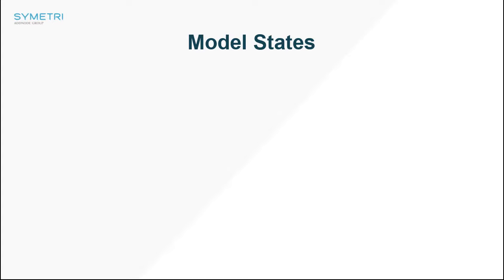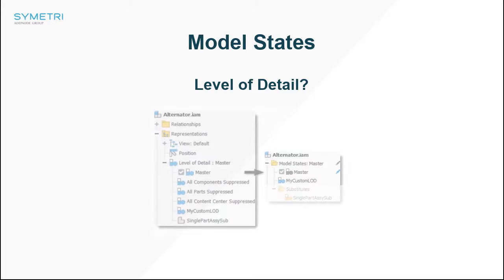So how is this going to affect models that include levels of detail? The way Autodesk are implementing this change is when a model is opened in the new version, any custom levels of detail will automatically be transferred to a new model state, as to not lose any of the model's functionality. It is also the same for substitute levels of detail. This will appear under a subfolder within the environment called substitutes. The standard levels of detail will no longer be available.